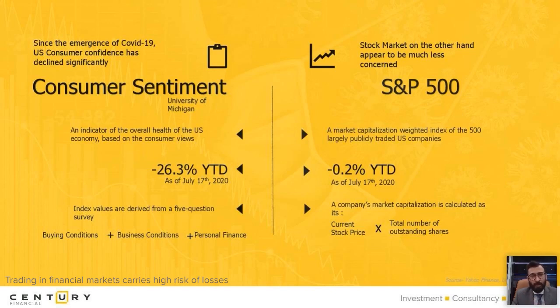Now, consumer sentiment has gone down, and this is still July data. We have not considered August and September yet. September has just started, and August we have not considered yet.